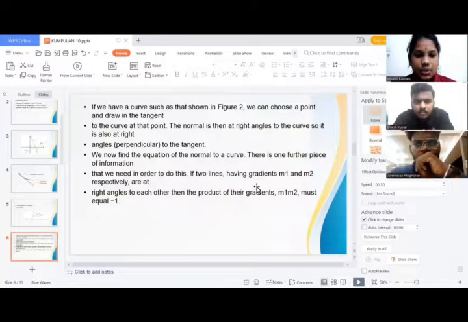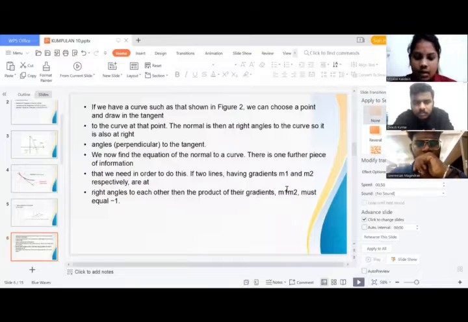If we now want to find the equation of the normal to a curve, there is one further piece of information that we need in order to do this. If two lines have gradients M1 and M2 respectively and are at right angles to each other, then the product of their gradients, M1 times M2, must equal -1. This is the main point in the gradient.